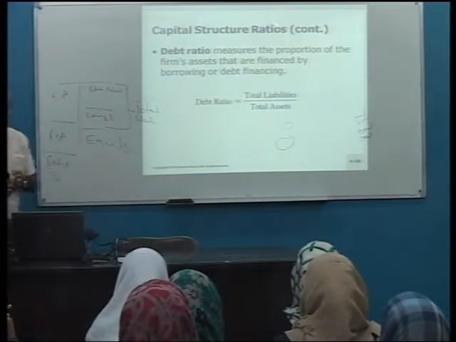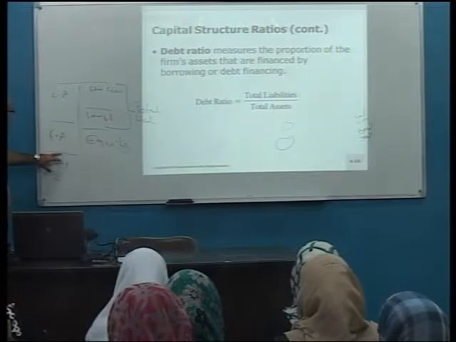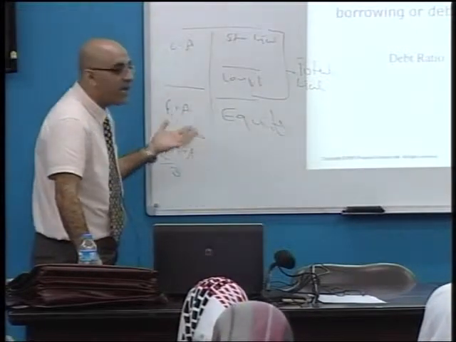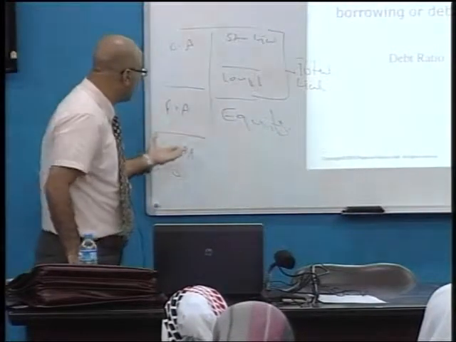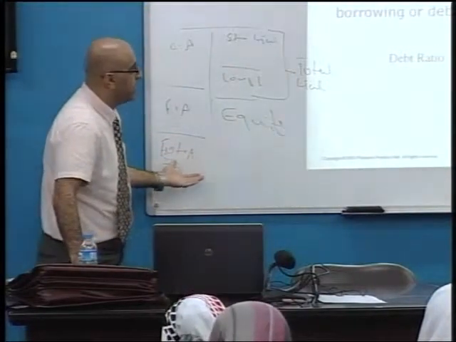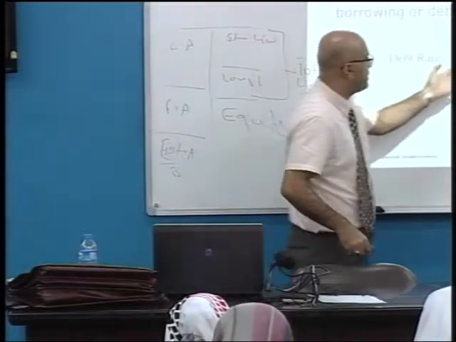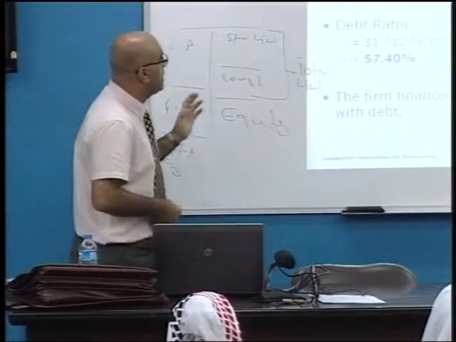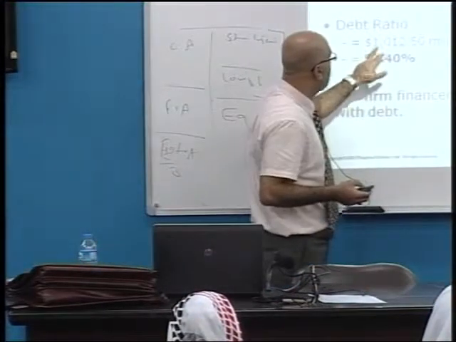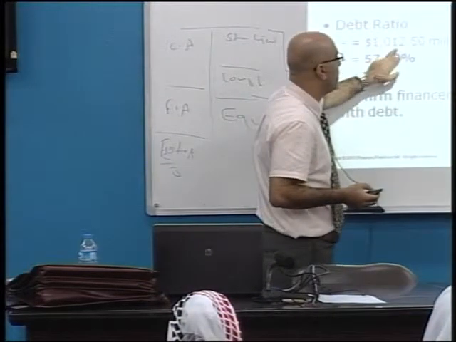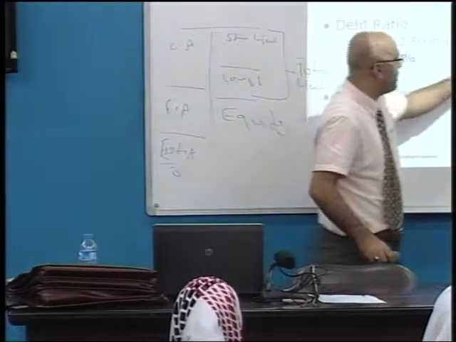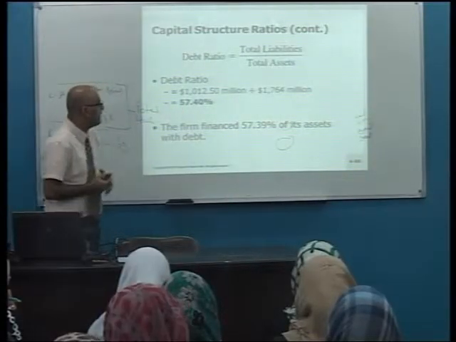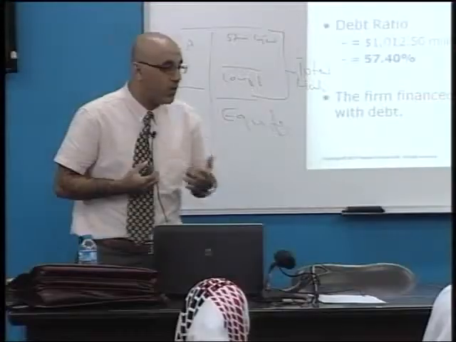So in other words, from where we finance the total assets, or how much we are using debts to finance the total assets. So we can apply this equation: total liabilities divided by the total assets. And when we do this, we have 1012.50 divided by 1764. The result is 57.40%. What does this mean?